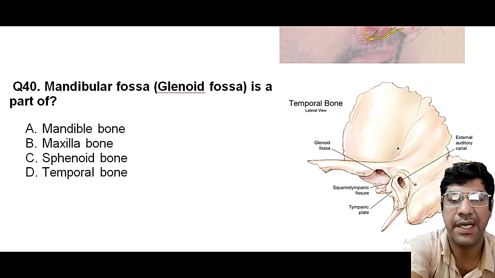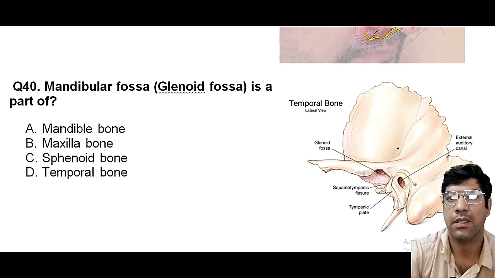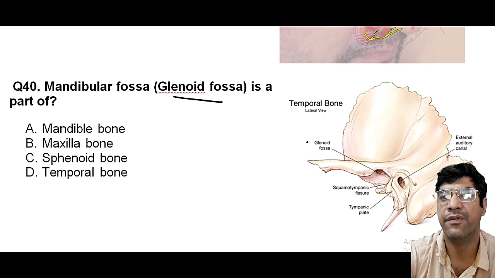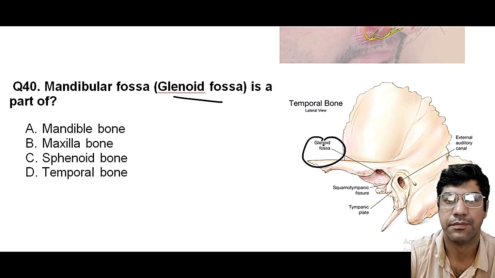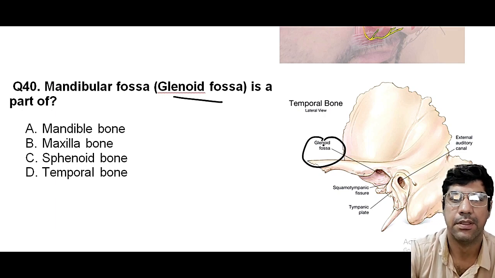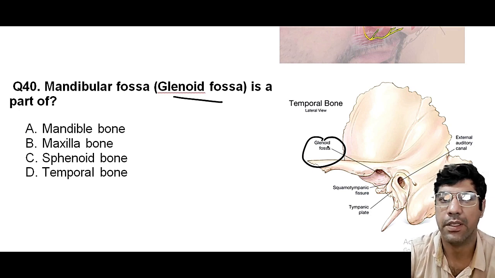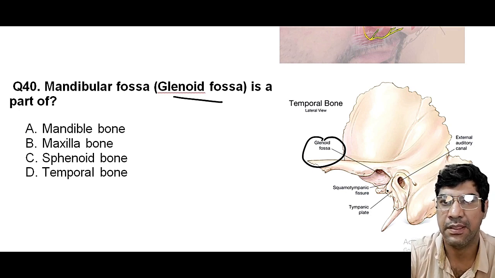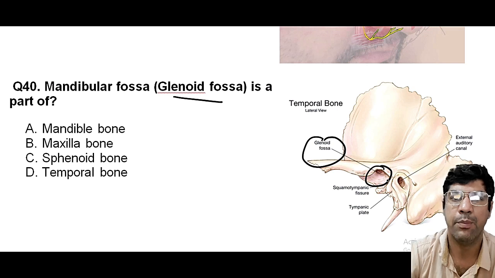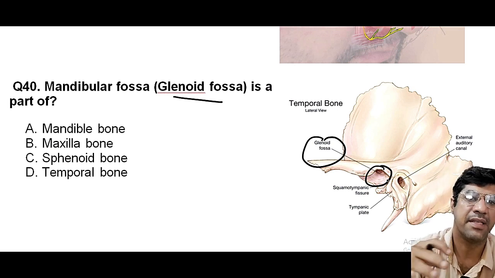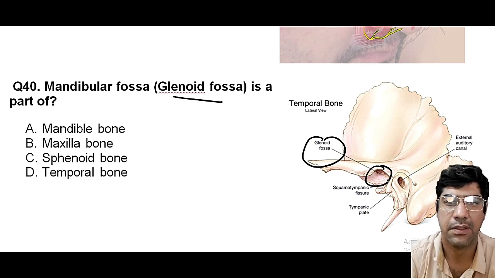The mandibular fossa is a part of the glenoid fossa. It is a part of the temporal bone. So it is a concave depressed area of the temporal bone. The mandibular condyle will rest in the glenoid fossa.